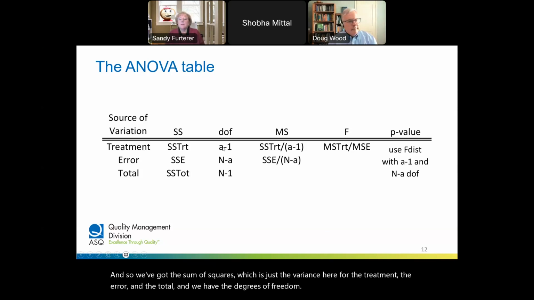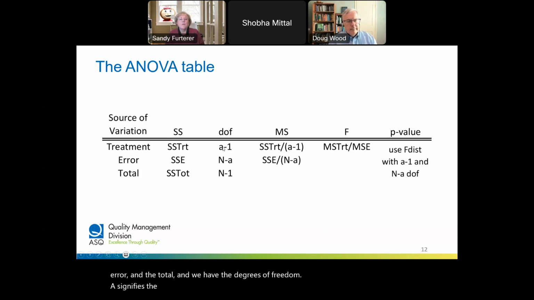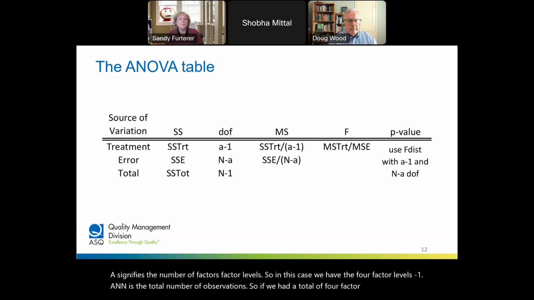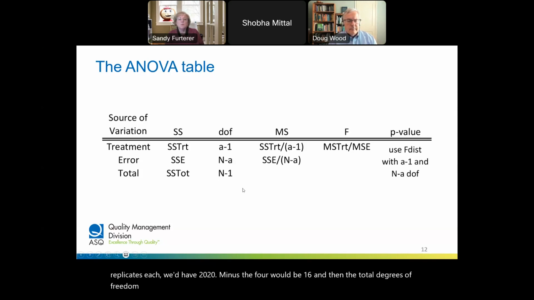A signifies the number of factor levels. So in this case, we have the 4 factor levels, minus 1. N is the total number of observations. So if we had a total of 4 factor levels and 5 replicates each, we'd have 20. 20 minus the 4 would be 16. And then the total degrees of freedom, we have the 20 minus 1, or 19 in that case.